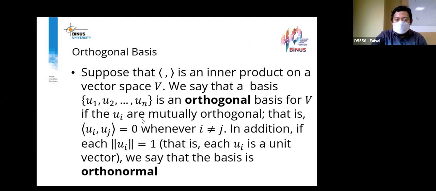In addition, if we have an orthogonal basis and the norm of each ui is equal to 1, or each ui is a unit vector, we say that the basis is orthonormal. Okay, orthogonal means the inner product between any two is 0. And orthonormal means not only is the inner product equal to 0, but the norm of ui is equal to 1 for all vectors in this basis. Ya, jadi ortogonal itu harus saling ortogonal antara dua. Sedangkan ortonormal, selain ortogonal, normnya harus 1, atau kalau pakai inner product biasa panjangnya 1.